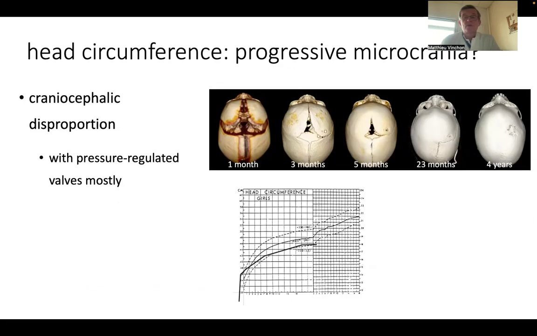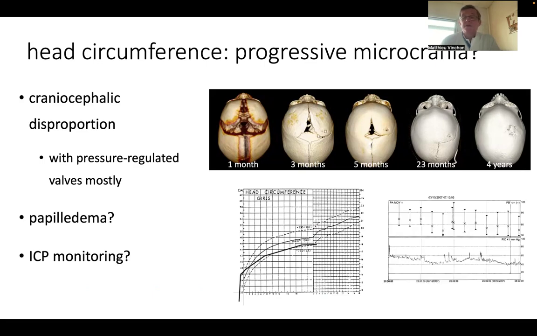So we have to examine the patient and measure his head circumference and see if there is a progressive microcrania, like illustrated in the chart below. And sometimes we can see a progressive closure of all the sutures, like in this patient above who had many CT scans. We do less nowadays, but it is very illustrative. And it happens mostly with pressure-regulated valves. We have to look for papilledema and do ICP monitoring if we consider decompressive surgery.